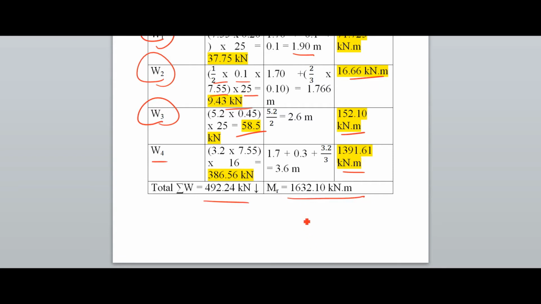I will explain the detailed things in the previous lecture. You just go and watch these things: how to calculate W1, W2, W3, how to calculate the distance, how to calculate the moment, and why these things are so important for this example. I will explain all the things in detail. So go and watch the previous lectures. I hope you can understand. If not, just inform me.